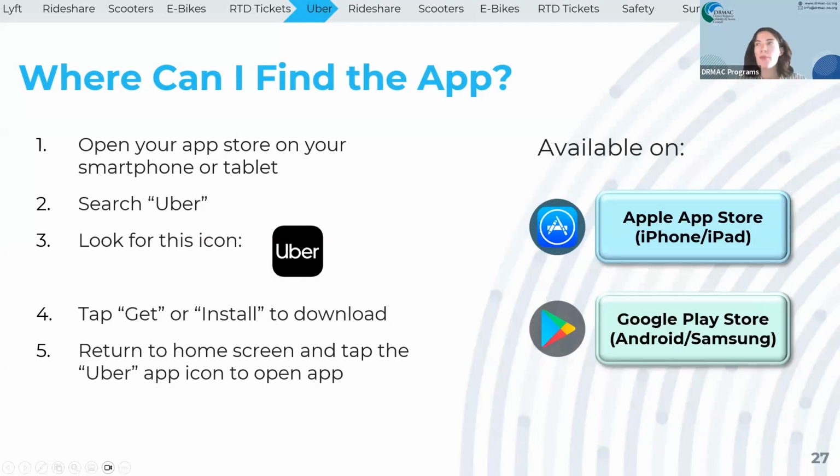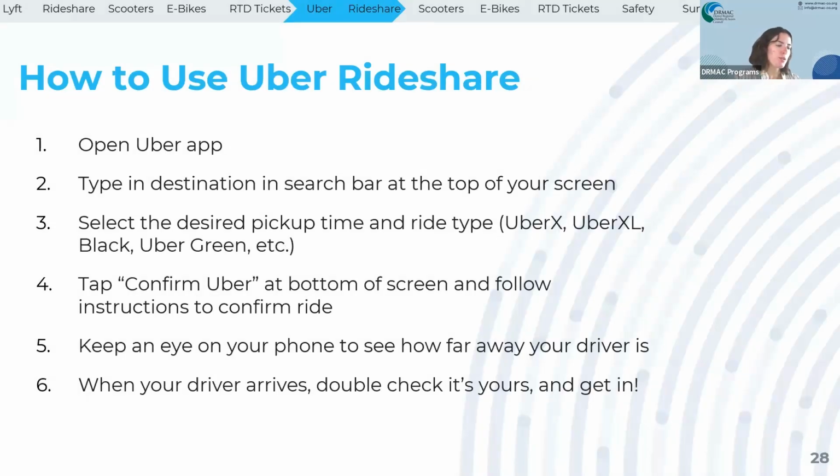So to find the app, you would head to your app store, again, either on an Apple device or Android, Samsung device, and you would search the word Uber, U-B-E-R, look for this black icon with white text on it that says Uber, and then you would install the app onto your device. So to use Uber rideshare, again, I'm going to switch over to my phone so we can do a walkthrough of the app and I can show how it works.